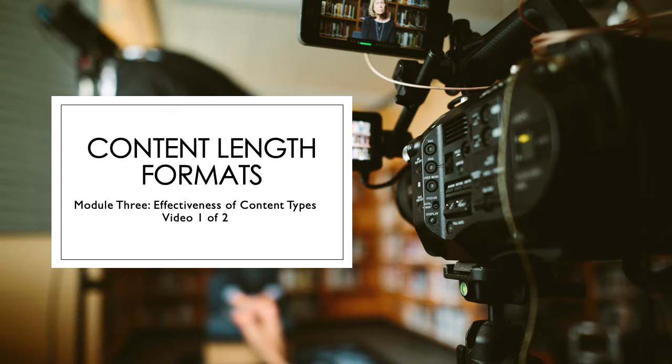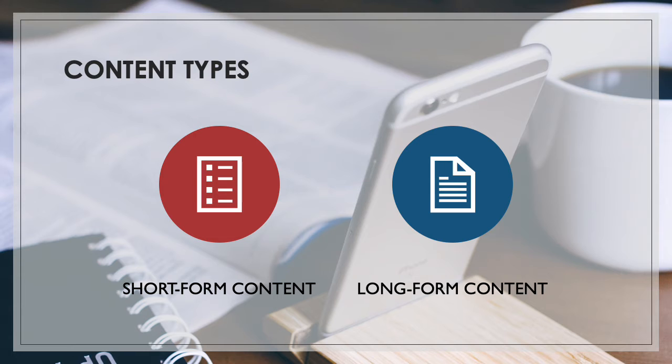Now that we have talked a lot about the audiences and how to harvest that audience, we're going to be diving into the types of content. And the first thing to look at when evaluating the types of content and the effectiveness of content is the length of content that you are focusing on. There are essentially two different forms of content that we look at: short form content and long form content.